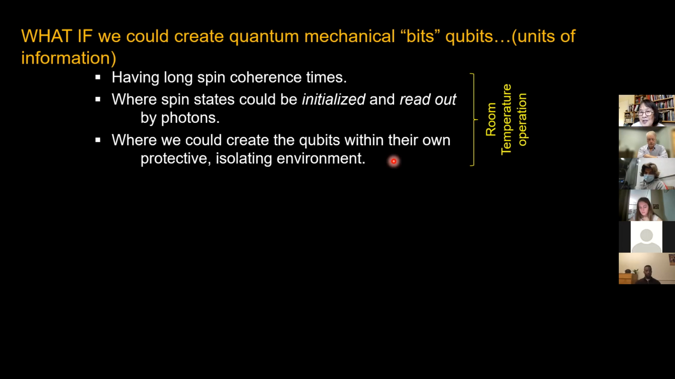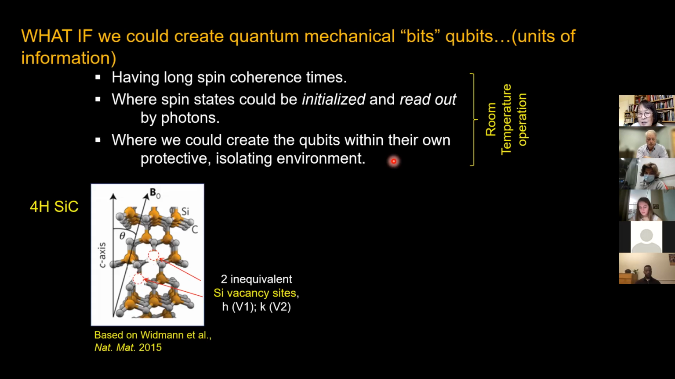So I'm going to answer my question and say that for us in my group, the what ifs are answered by a material called 4H silicon carbide. 4H is one of about 200 polytypes or different crystalline structures in silicon carbide, all involving silicon and carbon in some periodic regular structure. But these are quantum mechanical defects, and the defects you see here, these are silicon vacancies that I'm going to be talking about.